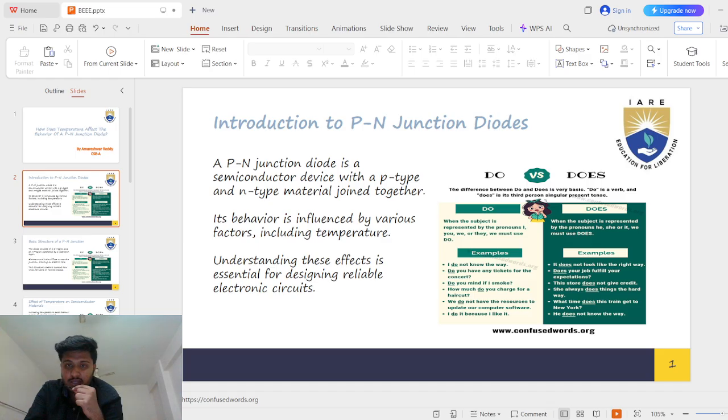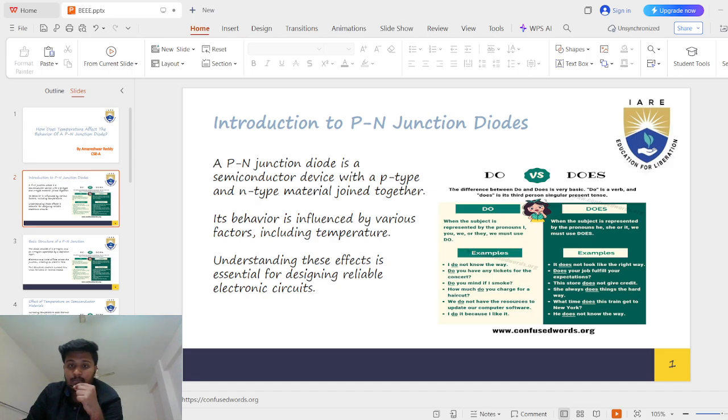Introduction to PN junction diodes. A PN junction diode is an electronic component made by joining two types of semiconductor materials. One is P-type which has more positive charge carriers called holes and the other is N-type which has more negative charge carriers called electrons. When these two materials are connected, they form a junction that allows current to flow easily in one direction but blocks it in the other.